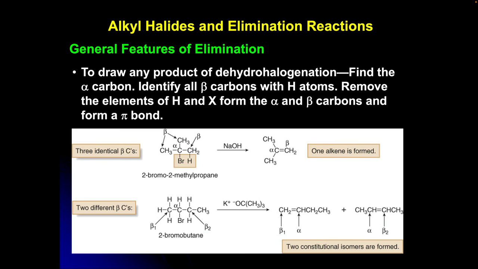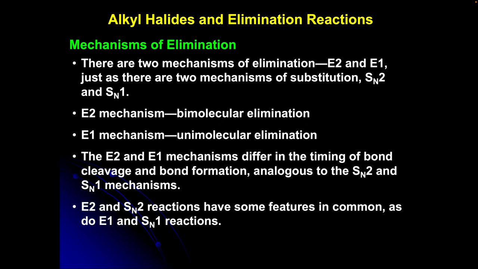Now, of course, the beta carbon has to have at least 1 hydrogen, right? But if I look at beta 1, I see 3 hydrogens. I see beta 2, I see 2 hydrogens. So beta 2 is going to lose. It's like the opposite of Markovnikov's rule. Kind of is. That's exactly right. And it should be, right? Because of what we learned. We learned that this is exactly the opposite of that reaction. Okay?